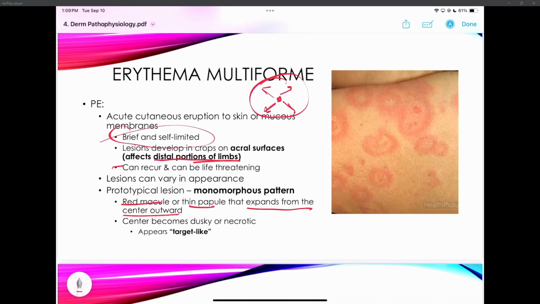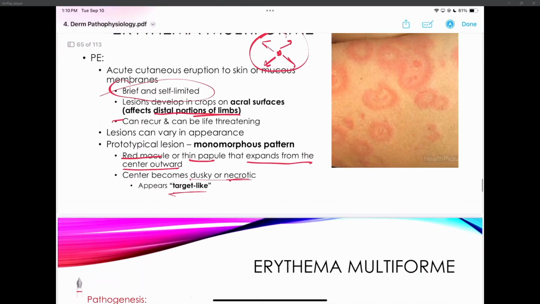As it's working its way out, all the tissue inside dies. Remember, this is necrosis. That's why the redness spreads out and the inside gets lighter in color, because that tissue is dead inside. It becomes necrosed. So the center becomes dusky or necrotic, and we call them target-like lesions. That's erythema multiforme.